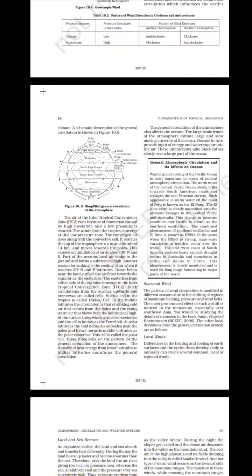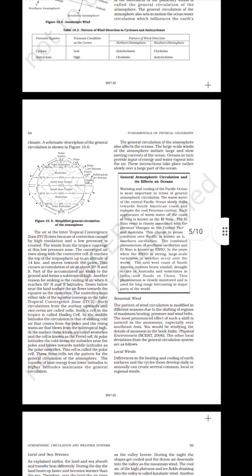In the middle latitudes, the circulation is that of sinking cold air that comes from the poles and the rising warm air that blows from the subtropical high. At the surface, these winds are called westerlies and the cell is known as the Ferrel cell. At polar latitudes, the cold dense air subsides near the poles and blows towards middle latitudes as the polar easterlies. The cell is called the polar cell. These three cells set the pattern of the general circulation of the atmosphere. The transfer of heat energy from lower latitudes to higher latitudes maintains the general circulation.